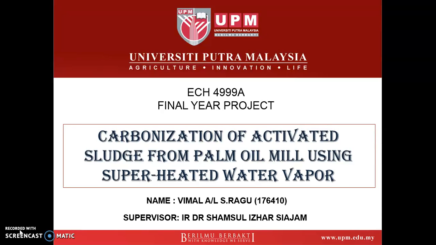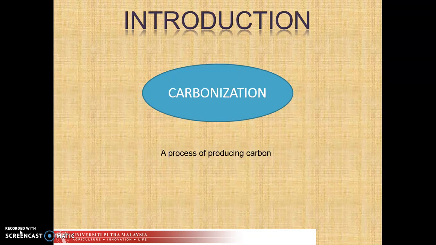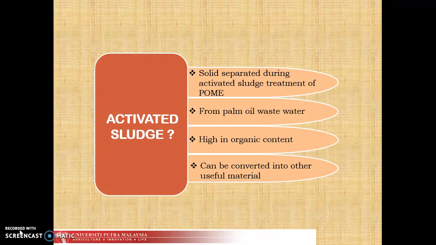In order to understand the topic in detail, we simplify it into a few keywords. Carbonization is a process of producing carbon. Activated sludge is a solid separated during activated sludge treatment of palm oil mill effluent, known as POME, which is from palm oil wastewater. It is high in organic content and can be converted into other useful material.